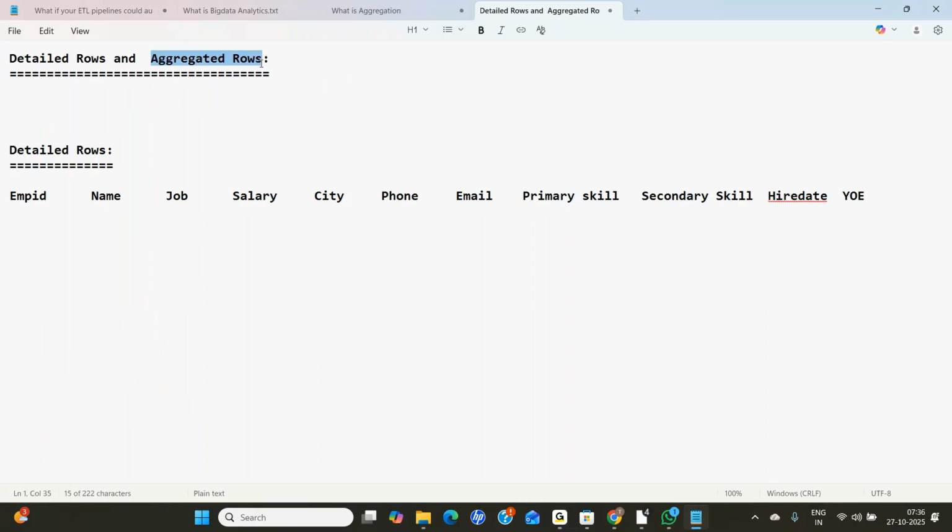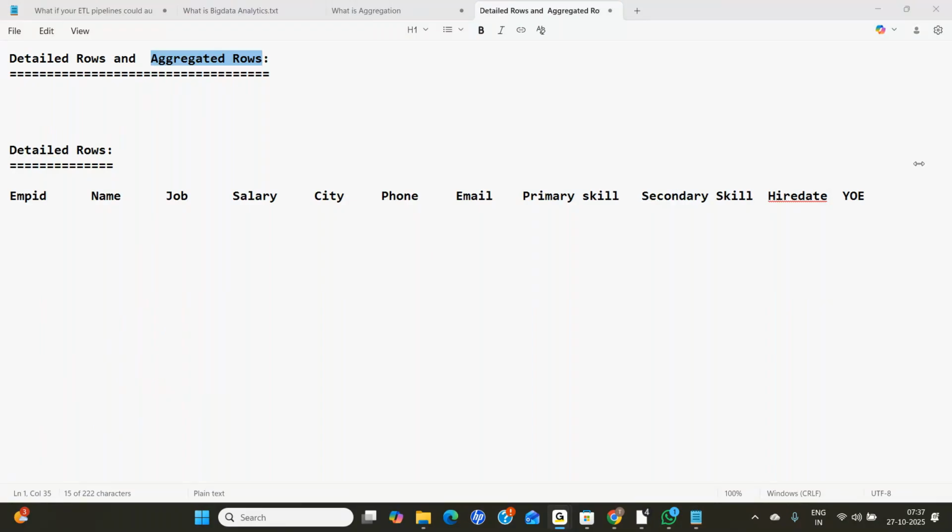Aggregated rows are rows calculated with summaries. Aggregated rows are calculated from the detailed rows only.